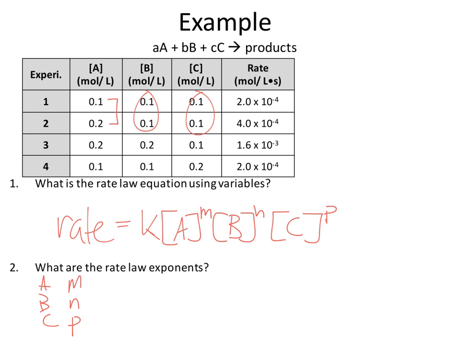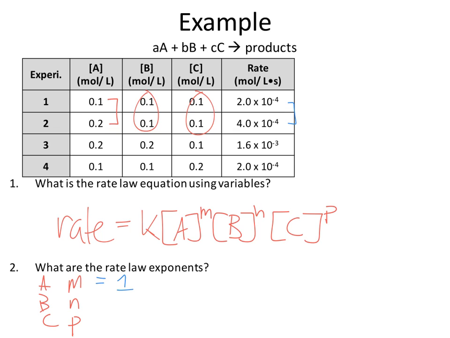So what we can do is relate this change in concentration to the change in the rate. As we double the concentration of A, what do we see as a result in the rate? We see a doubling. What this doubling means is that our exponent M is going to be 1. It's going to be a linear relationship. So let's do the same thing for the other two.